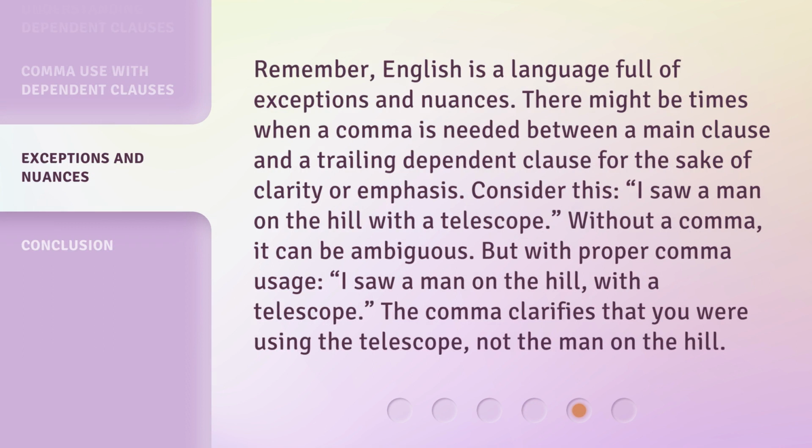Remember, English is a language full of exceptions and nuances. There might be times when a comma is needed between a main clause and a trailing dependent clause for the sake of clarity or emphasis. Consider this: I saw a man on the hill with a telescope. Without a comma, it can be ambiguous. But with proper comma usage, I saw a man on the hill, with a telescope. The comma clarifies that you were using the telescope, not the man on the hill.